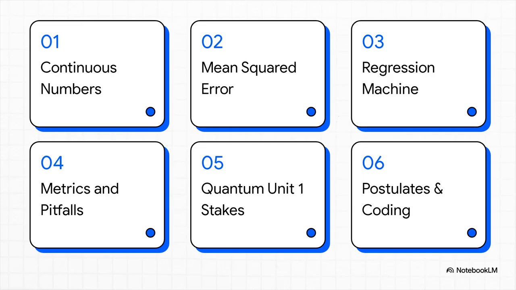We're starting with the additive technical building blocks, the continuous number problem, mean squared error, running the machine, and those crucial practical pitfalls. Then we transition smoothly into our slower, reflective memory retrieval session, the stakes of quantum unit 1, followed by the postulates, cloning, and coding.